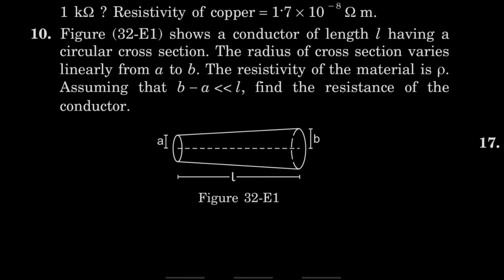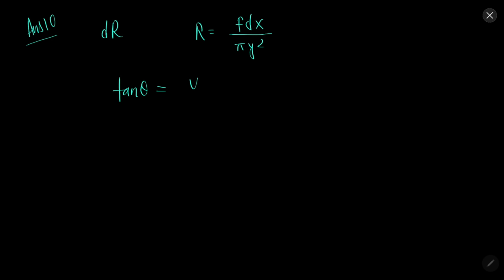Solution 10. Find the resistance of the conductor given in the figure. So we will take a small region, a small strip. So for that, dR = ρ dx over πy². tan θ will be (y − a) over x, or (b − a) over L.